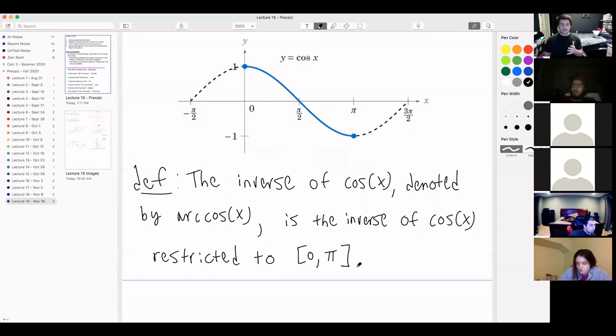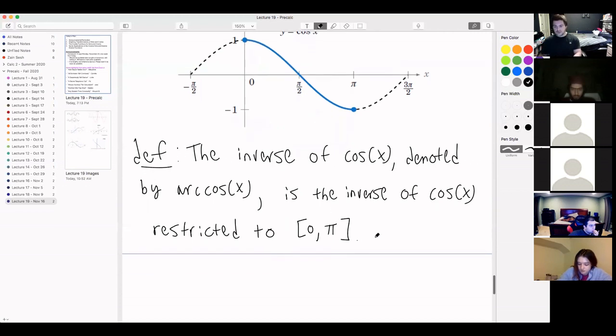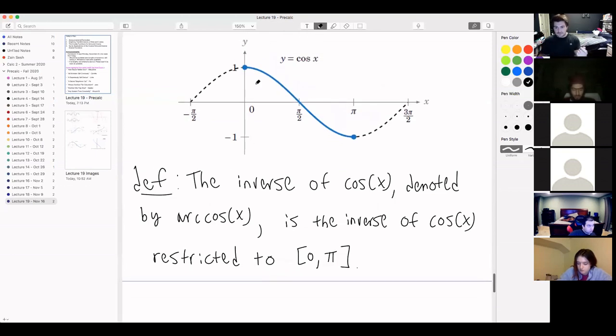Again, this is not the domain restriction you needed to do. There are infinitely many domain restrictions you could have done to make it one-to-one, but conventionally and just historically, you use this domain restriction. You restrict it from 0 to pi. That's just what has been done for forever, and it's fine. It works.